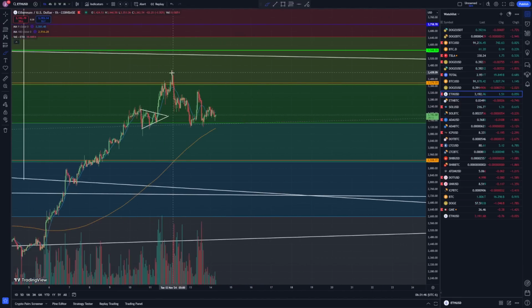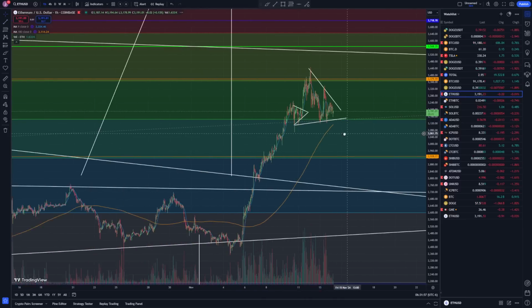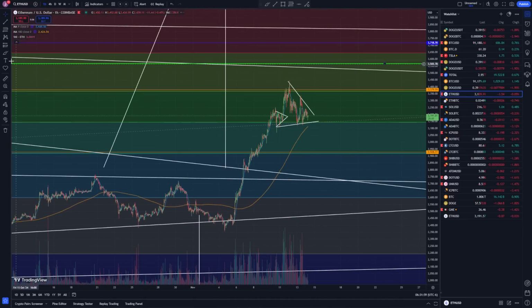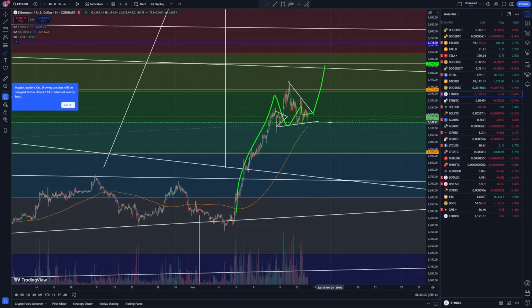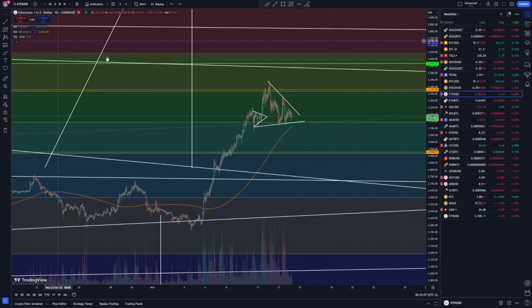We have resistance, support. Kind of looks like a triangle, or something like that. It almost looks like a pennant pattern as well, where it had this big run up and then it has to break to the upside, though. If it breaks to the downside here, that almost looks like a head and shoulders pattern, though, doesn't it?